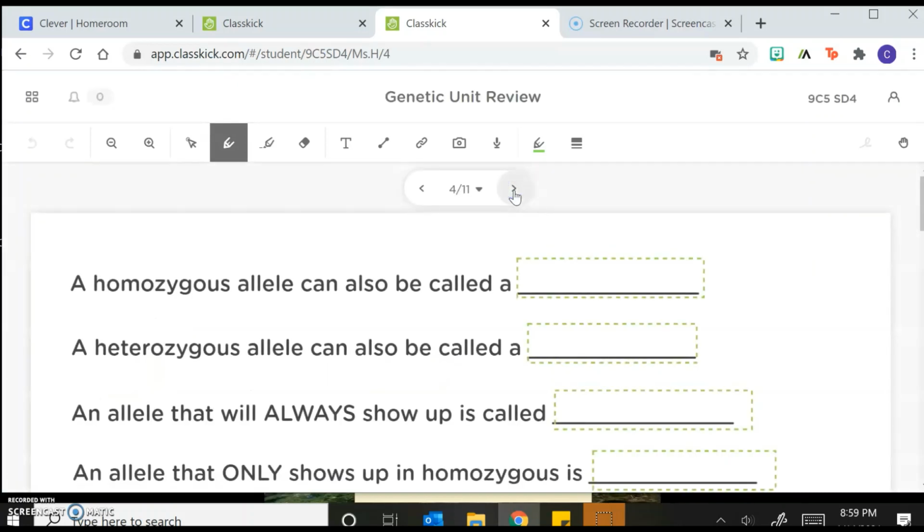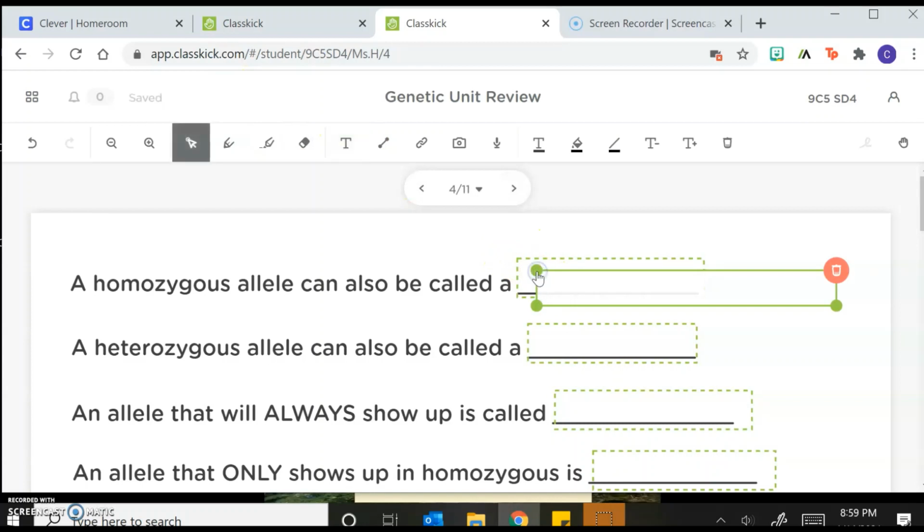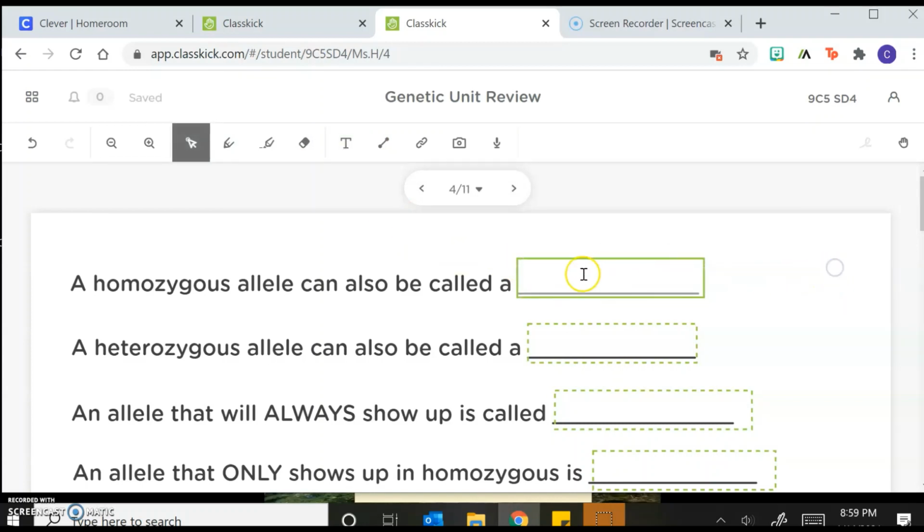All right, number 4. Now, was it mean that I did not give an answer or a word bank to this? Probably, but I was hoping you'd remember. A homozygous allele, so homo meaning same, can also be called, now your options were purebred and hybrid. Homozygous is the same, so I'm just going to fill in this blank as a purebred.